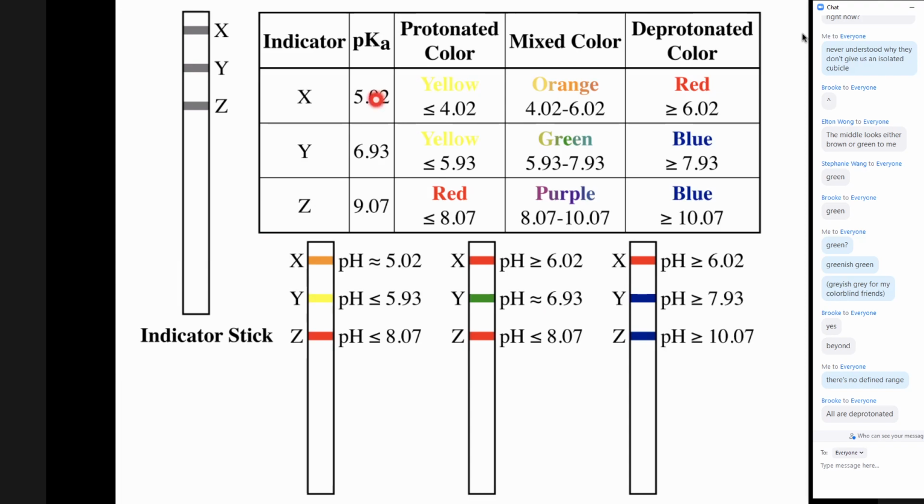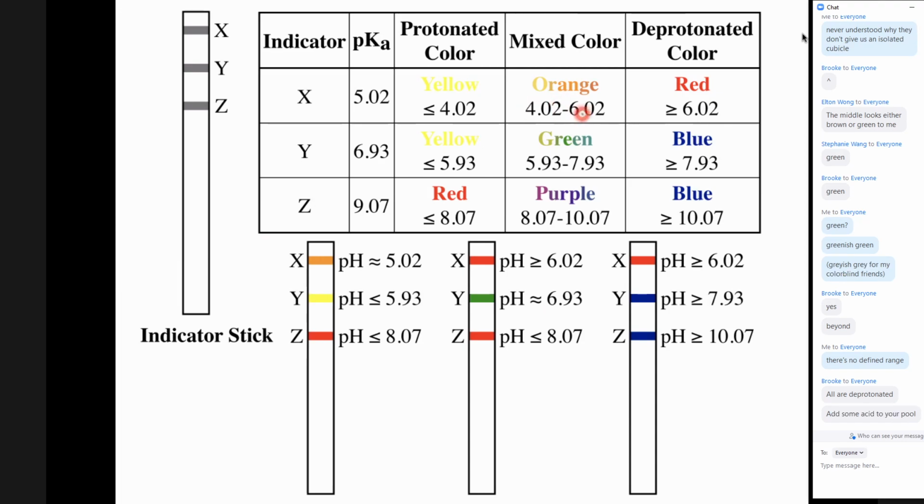And note again, pKa plus 1 and pKa minus 1 are the ends of the range. So the range is usually plus or minus 1, just like with buffer regions, indicators roughly there. Every indicator is a little different. So some might be plus minus 0.8, some might be plus minus 1.2, but it's roughly in that same area. Add some acid to your pool. Do not dive in that thing. You will die. Perfect. So how many are okay with this color correlation to pH?